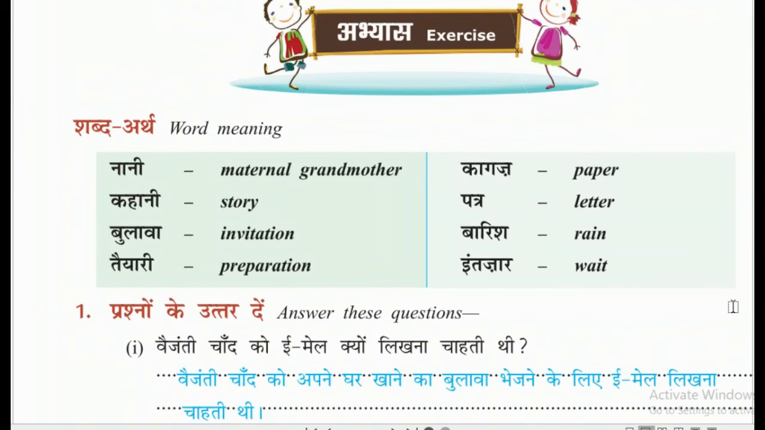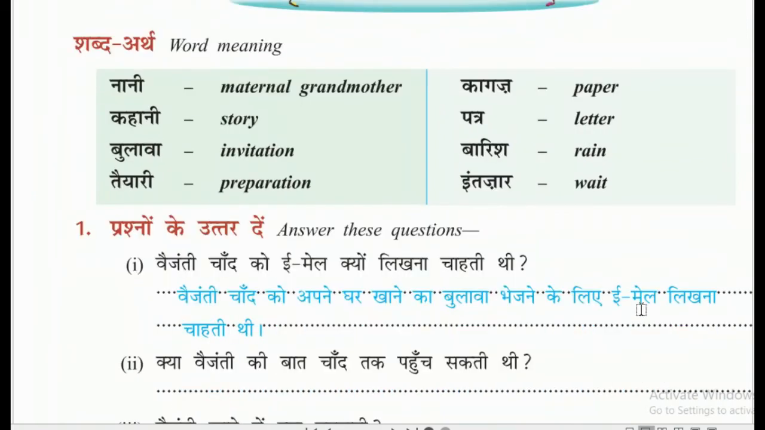Why does Vaijanti want to write an email to the moon? Poetic Vaijanti likes to write a letter to the moon. Why? Yes, she wants to invite the moon for lunch. Vaijanti wants to write an email to send an invitation to the moon to come to her house for lunch.